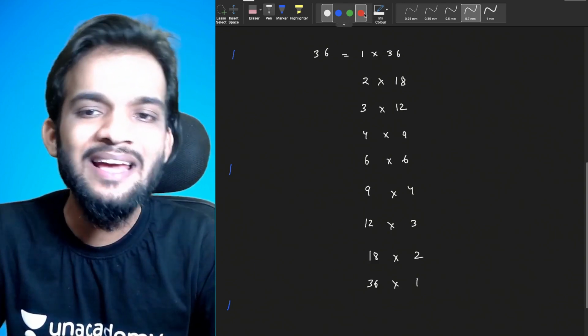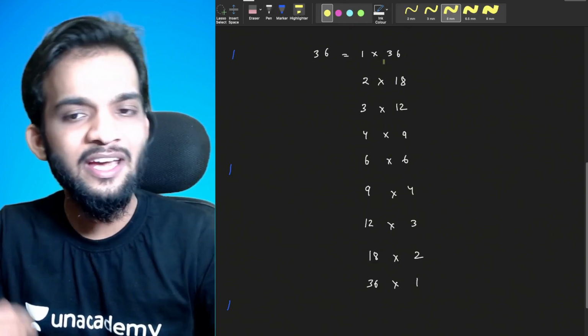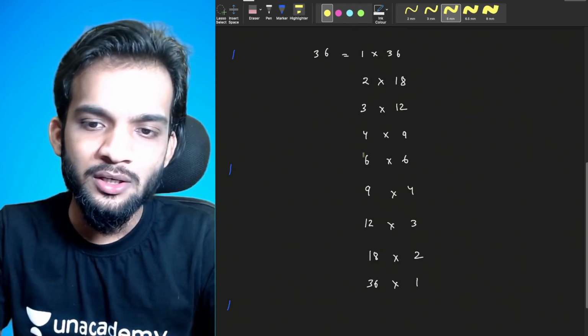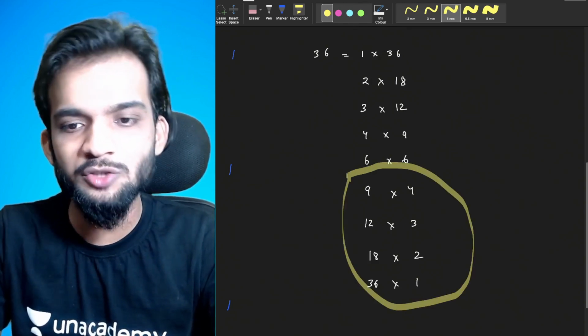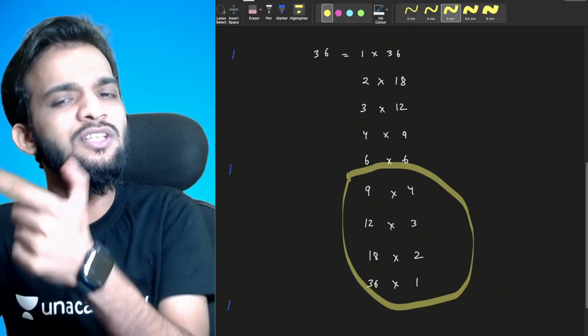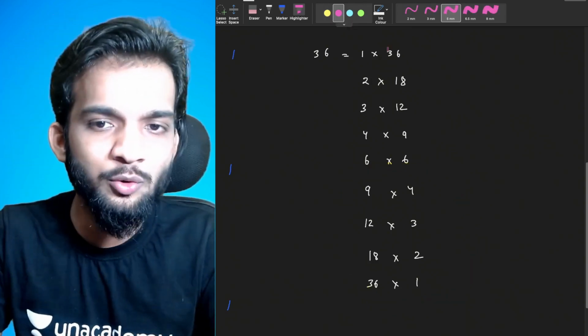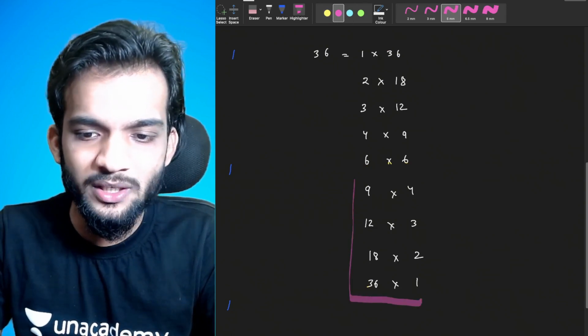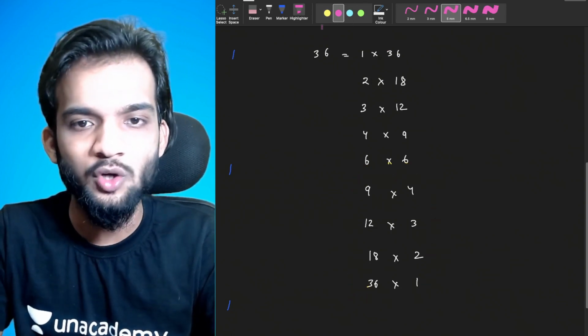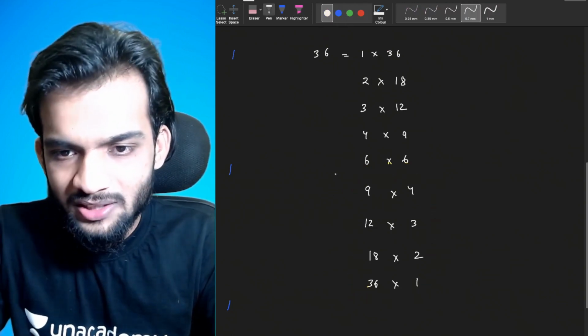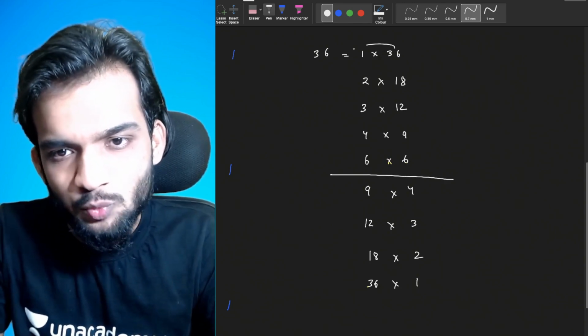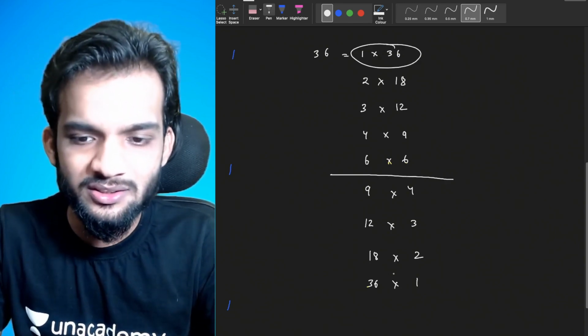So can I say, if I carefully look at this portion, this portion is a revert of the initial portion. If you carefully observe, it's a revert of the initial portion. What do I mean by revert? So let's quickly just draw this. If I just draw this line, can I say this 1 crossed 36 is 36 crossed 1?